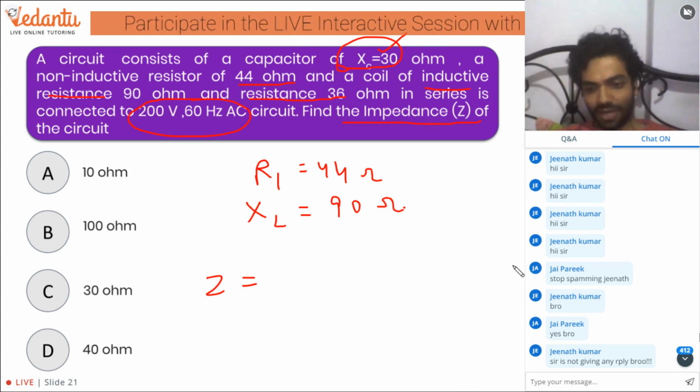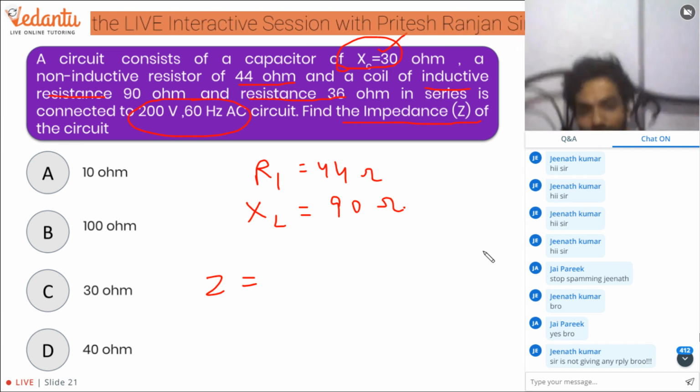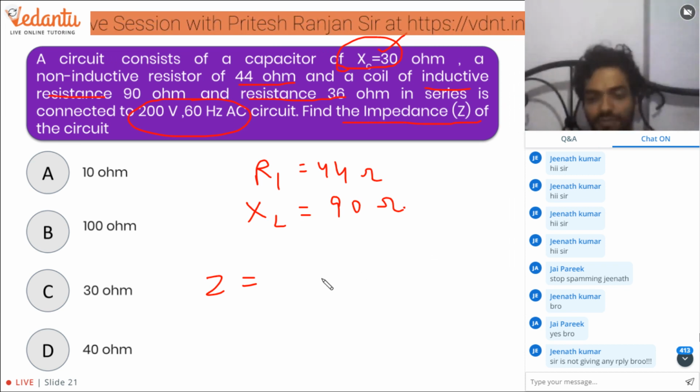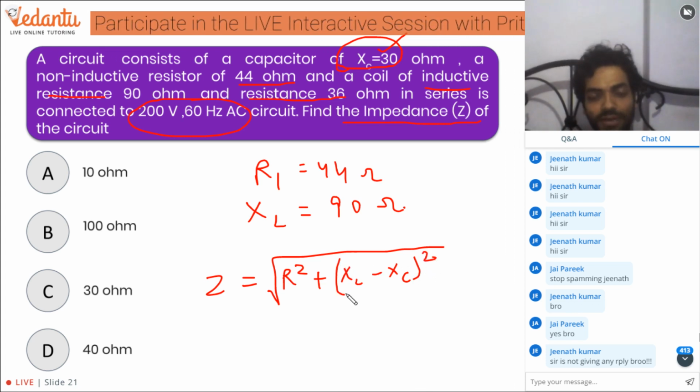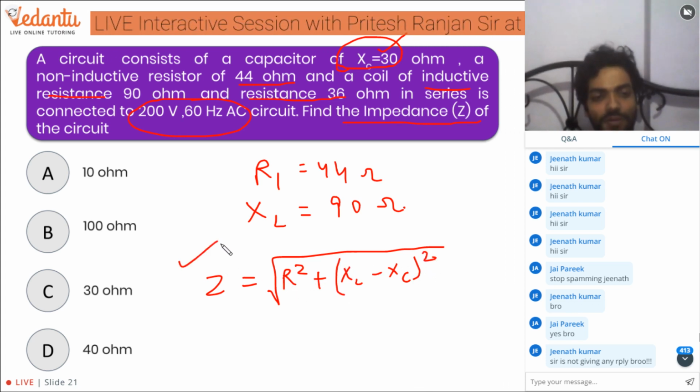So yes, Sophia, I checked your answers. You were correct. So okay, Z was equal to root over R square plus XL minus XC whole square. So this was the formula for impedance.